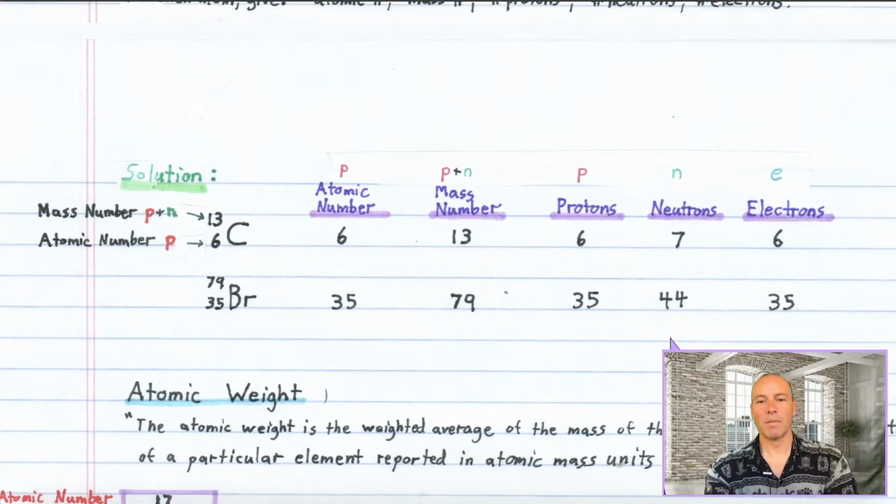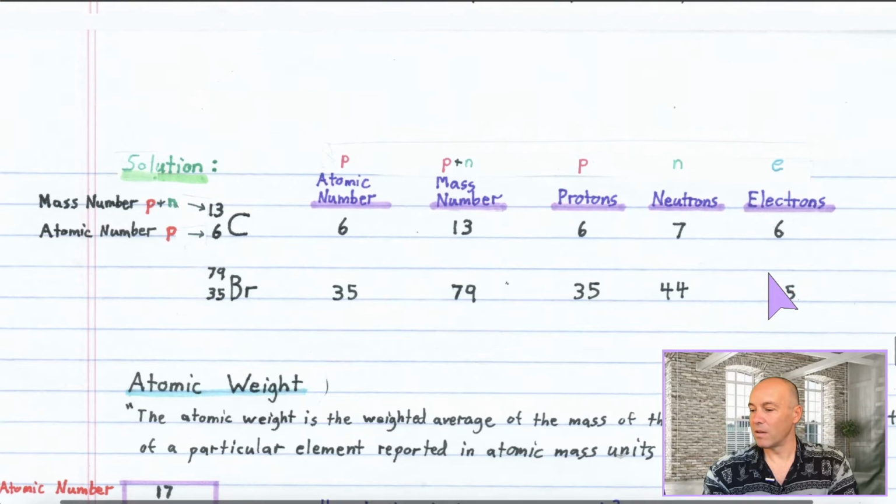And then remember, unless you're told otherwise, the protons always balance the electrons. So the positive protons will balance the negative electrons. In the next chapter, we will talk about ions, where the electrons can be a little bit different than the protons.